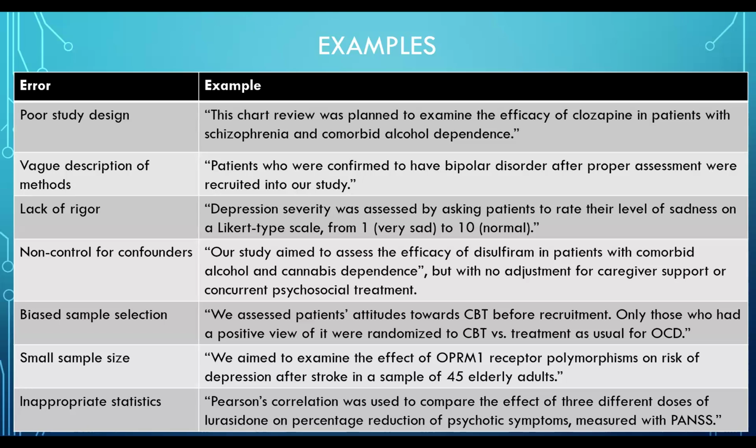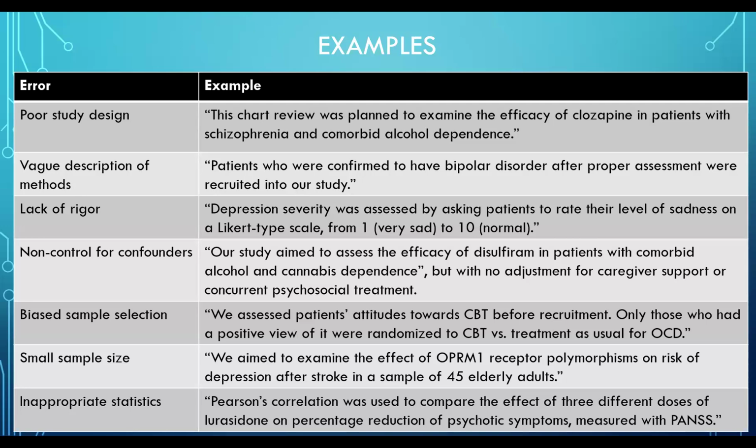Lack of rigor. Where you have an instrument that is validated and known to measure the outcome of interest or the variable of interest, you should use it. So if you say depression severity was assessed by asking patients to rate their sadness from 1 to 10, that may not cut much ice. But if you say we used the PHQ-9 or the Hamilton Depression Scale, they will automatically assume that you know your stuff and move on to the next item. Not controlling for confounders, again, is an important reason why papers get sent back to you.